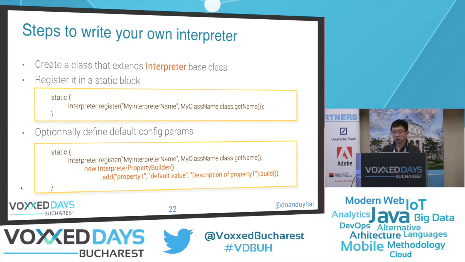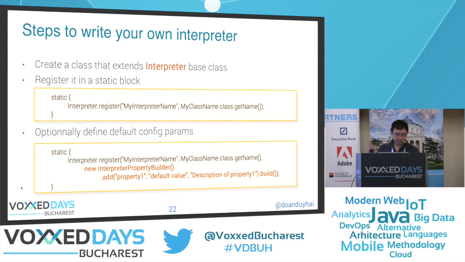First thing you need to do is to create a class that extends the base interpreter class. Then register your class in a static block. Don't ask me why static block, ask Zeppelin people.